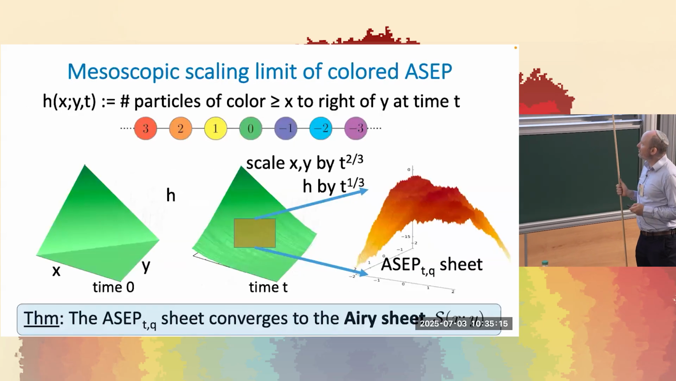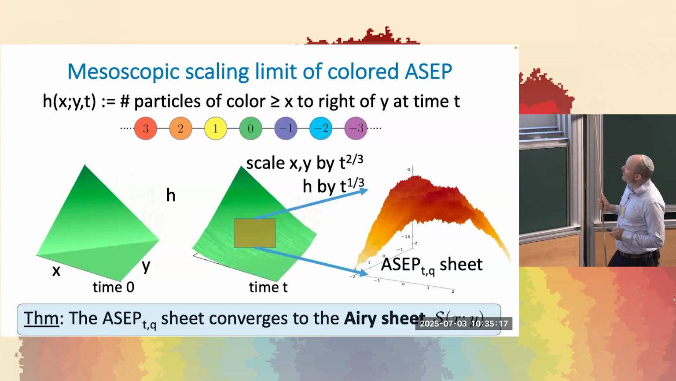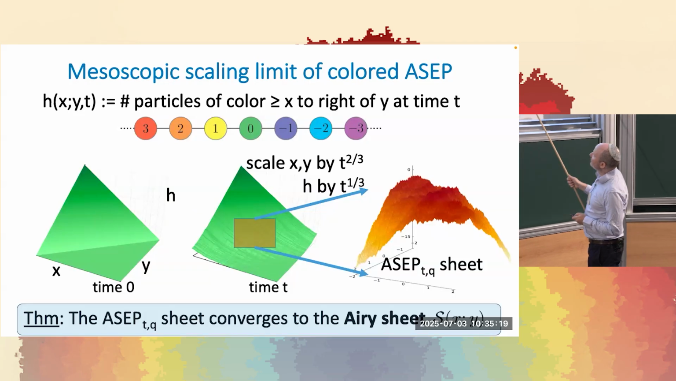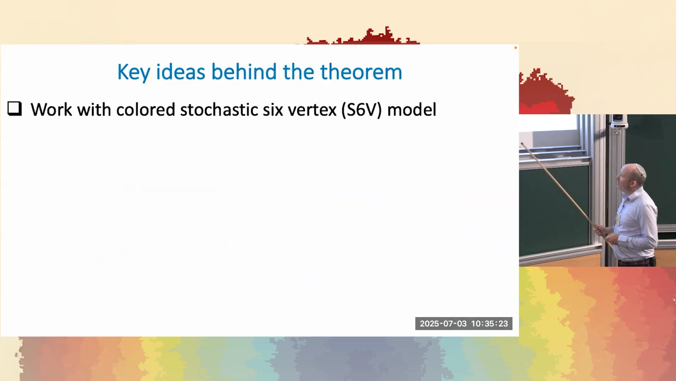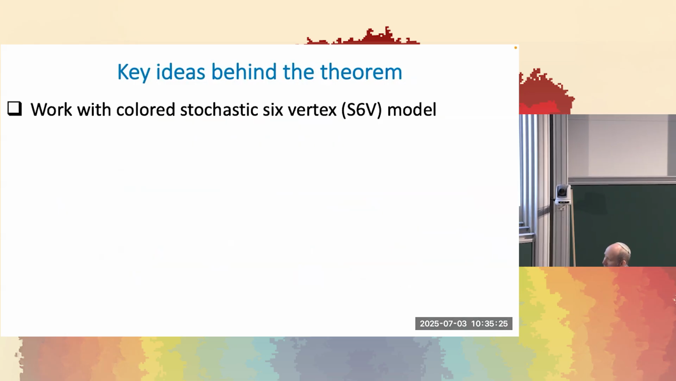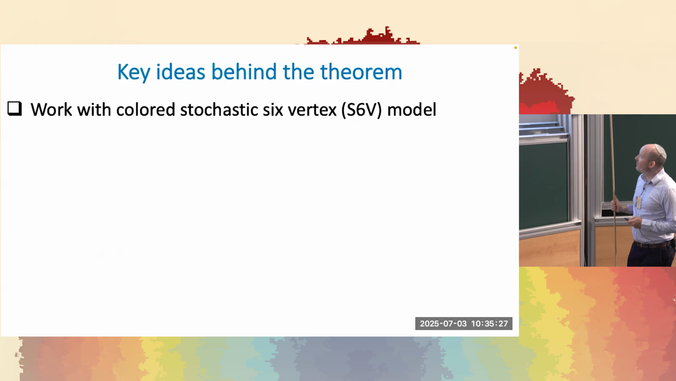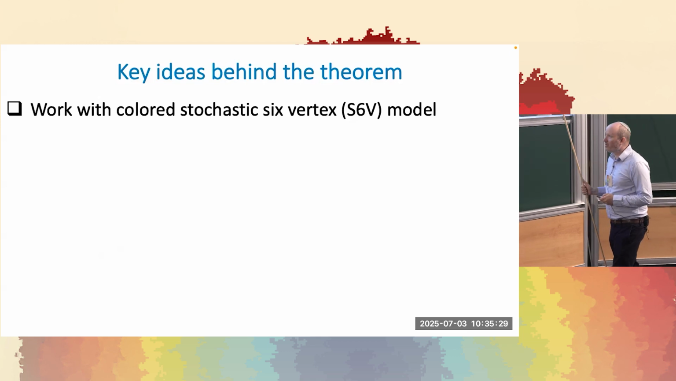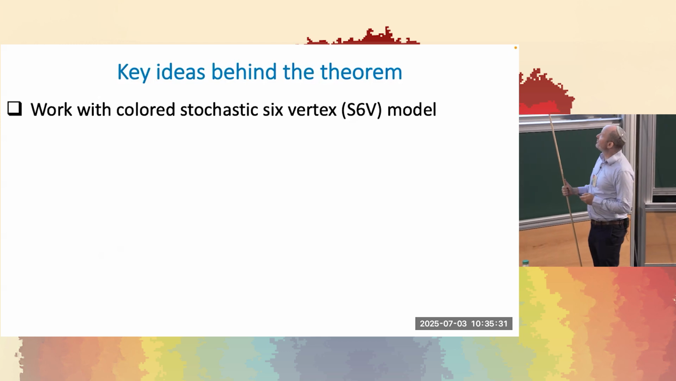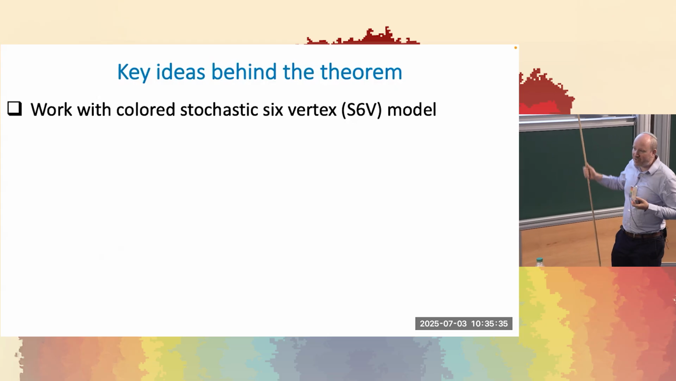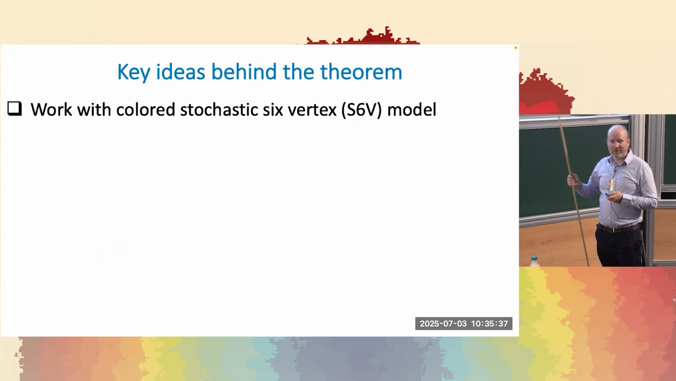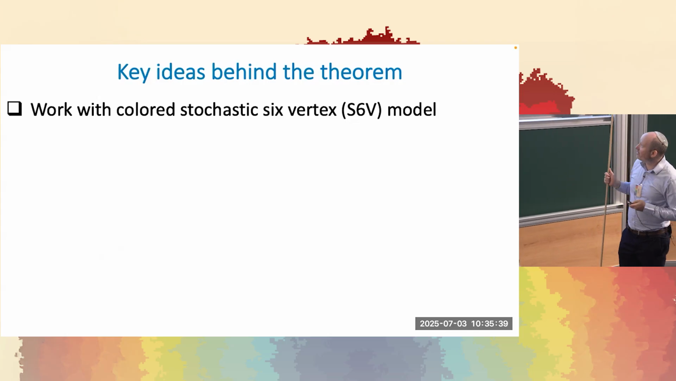Okay, so let's go back to what we're after. This was the Airy sheet limit of colored ASEP. And the first thing that I'm going to do is tell you that I'm not going to actually work with colored ASEP. I'm going to work with a slightly simpler, more discrete model, which is called the colored stochastic six-vertex model. Anything that can be done for this model can be transferred through a limit to colored ASEP.